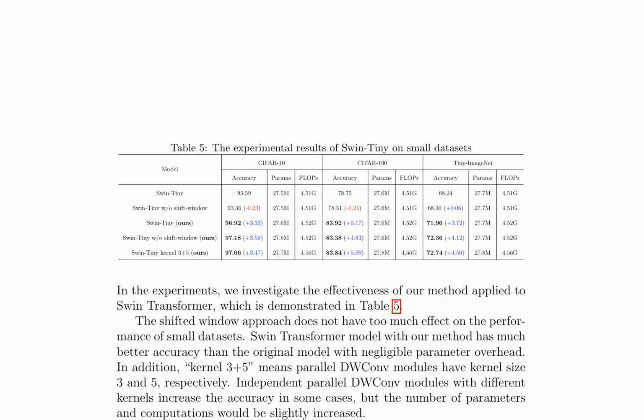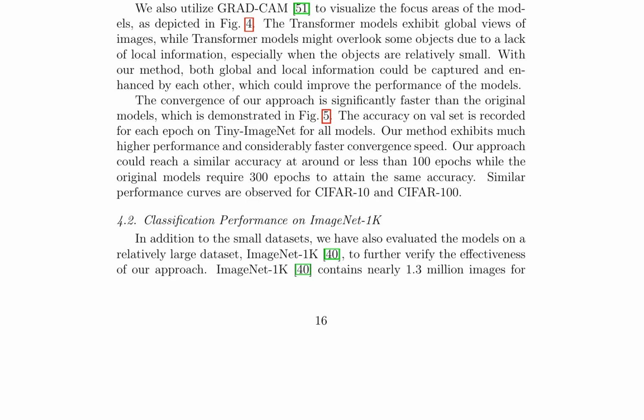The Swin transformer architecture is also evaluated, with the shifted window approach having minimal effect on performance. However, the Swin-Tiny model with the proposed DW-conv module achieves significantly higher accuracy than the original model with negligible parameter overhead. Visualization using Grad-CAM reveals that transformer models exhibit global views of images, overlooking local information. In contrast, the proposed method captures both global and local information, enhancing each other and improving performance.